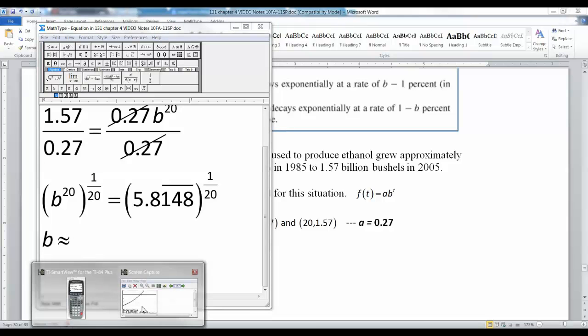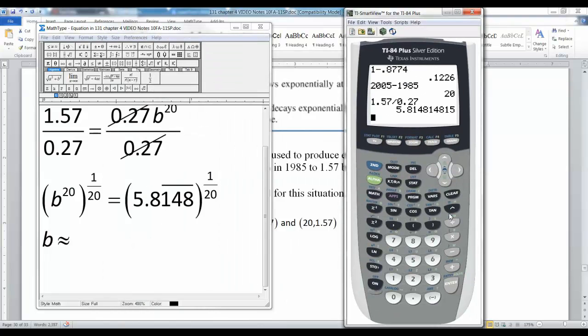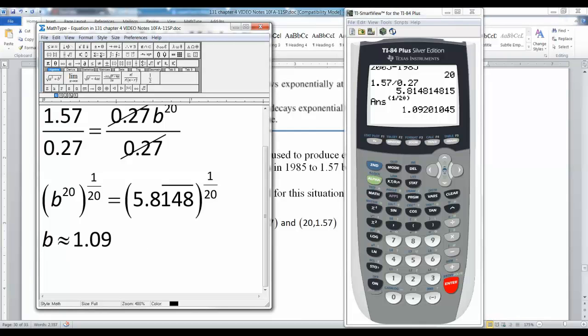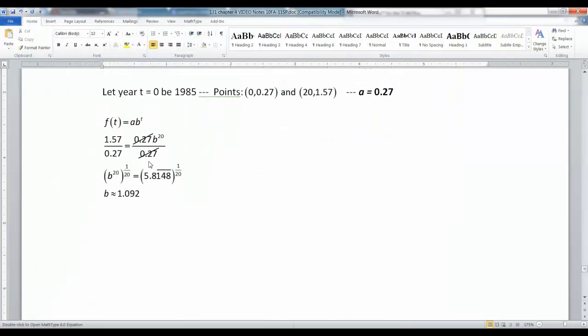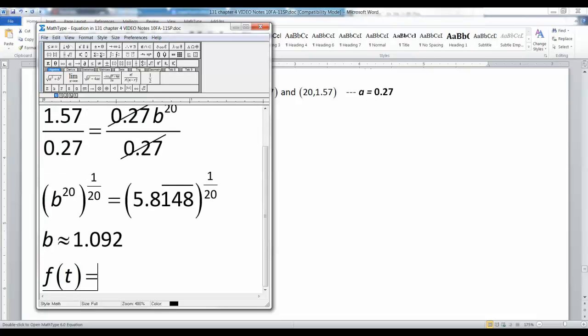I'll take that last answer. If I just press the caret button, it already knows it wants the last answer. Or you could type it. And then 1 divided by 20. Again, I don't need the parentheses on my calculator, but a lot of you probably will. So it's 1.092. Awesome. Oops, we're not done though. We have to finish it out. That means that f of t is equal to 0.27 times 1.092 to the t.